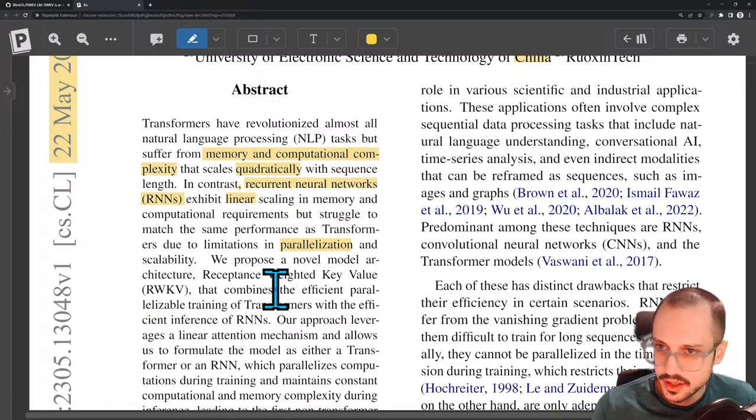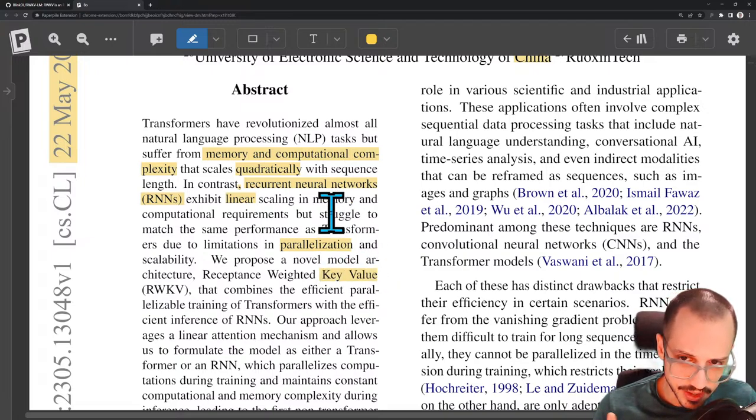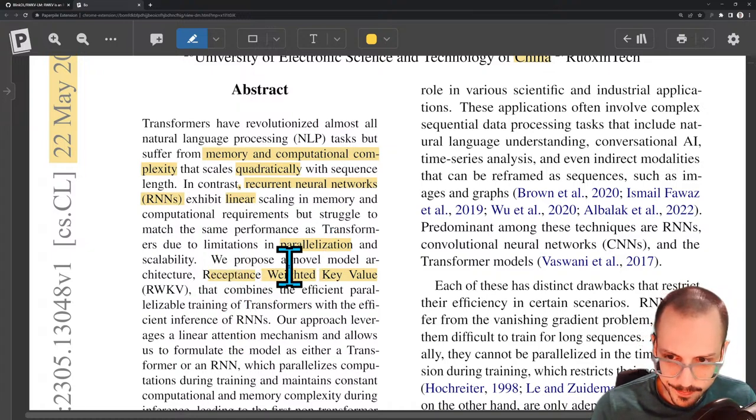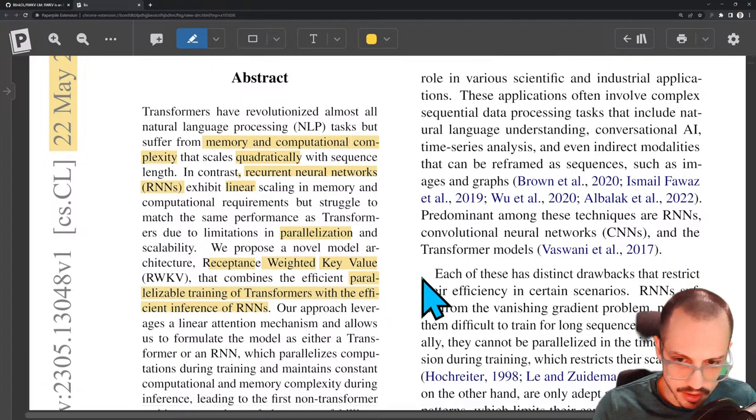We propose a novel model architecture, receptance weighted key value. Okay, so key and value are two of the parts of a transformer. Normally you have the queries, the keys, and the values, but here you have only the keys and the values, and they're also weighted according to a receptance. So we don't really know what these terms mean just yet, but I'm sure they'll tell us in this paper. That combines the efficient parallelizable training of transformers with the efficient inference of RNNs. Okay, so it's some kind of hybrid type of situation.